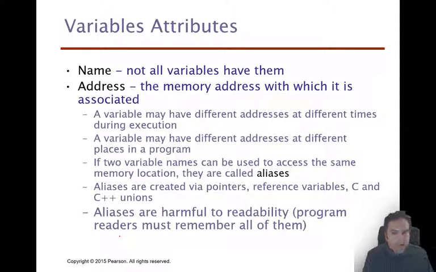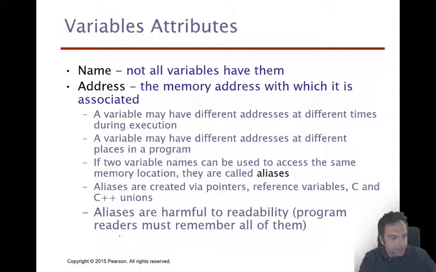The address of a variable. Again, a variable can have different addresses at different times during execution. You've got a garbage collector that's moving things around. You've got the call stack. And so that same variable can have different values and different addresses. Different instances of that variable can exist with different addresses. So it's important to deal with that.